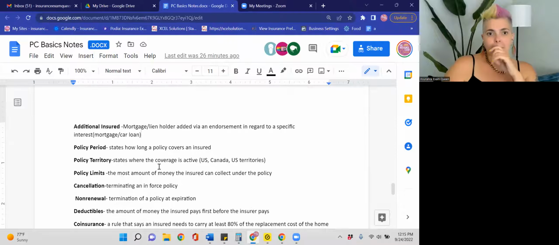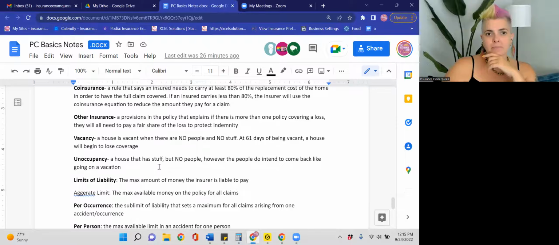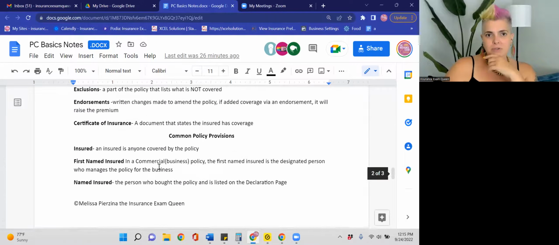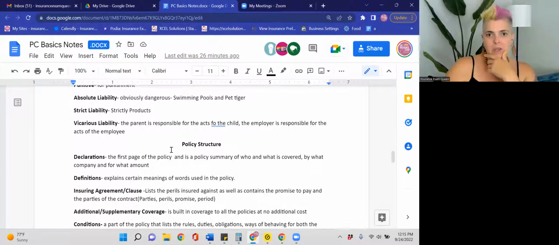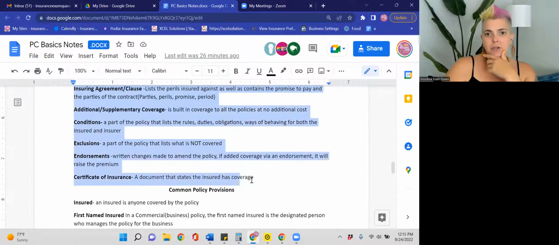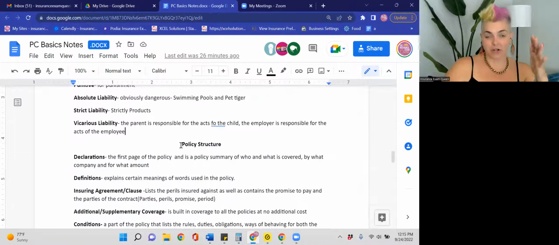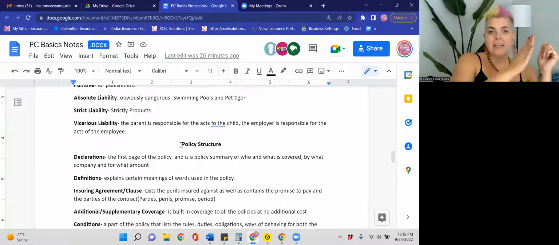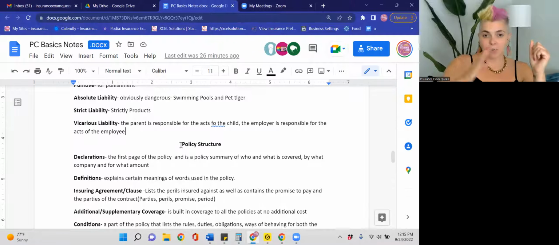Okay, now when you buy a house and when you buy your policy, you're going to be given policy structure. So when you buy your homeowner's policy, it's going to come in parts. Every policy has different parts to it. Even just a contract, any contract has different parts. This part explains this, and this part is this. So policy structure is just saying these are the parts of a policy.